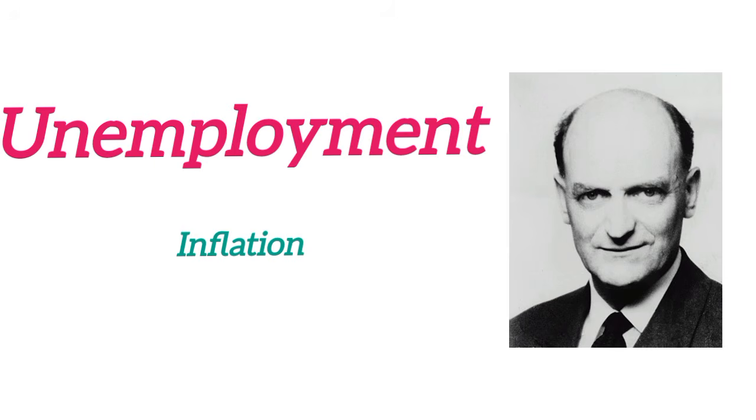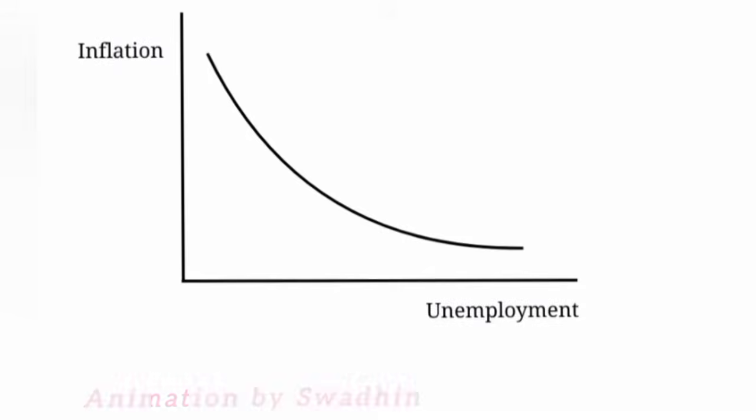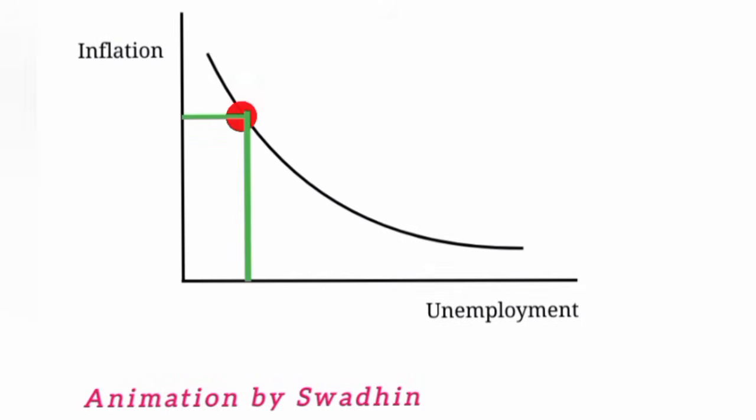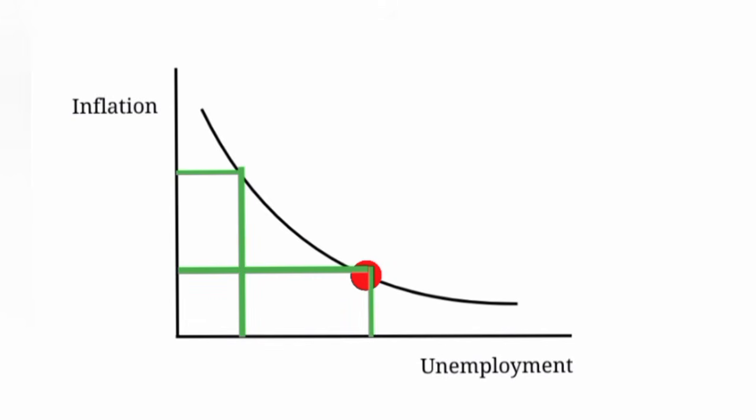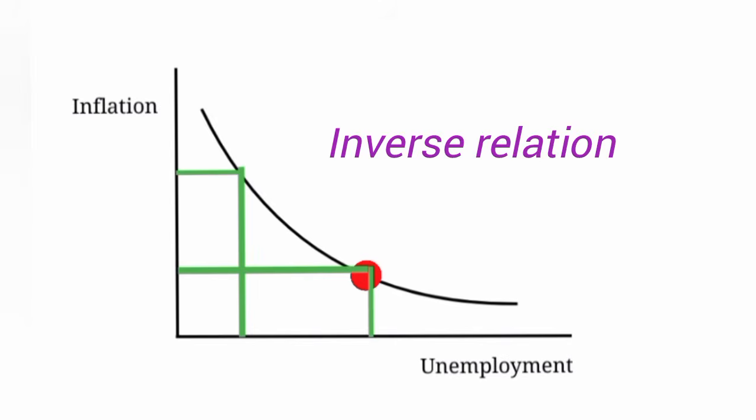Now, we will discuss it graphically and elaborately. Suppose the inflation is at this point and the unemployment is at this point. If we increase the unemployment gradually, we can observe that the inflation is decreasing dramatically. From the curve, we can observe that there is an inverse relationship.